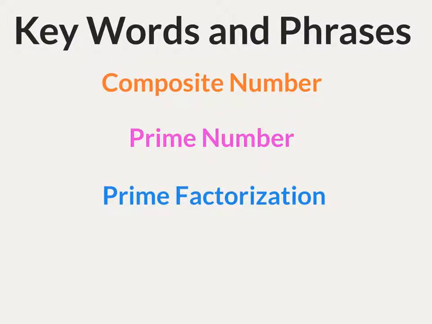As we get ready to conclude the lesson, let's remind ourselves of some key words and phrases required to understand this lesson. First, a composite number: any number which has factors in addition to 1 and itself. A prime number, which only has the factors of 1 and itself. And prime factorization, which is the process we use to break a number down into the product of its prime factors.